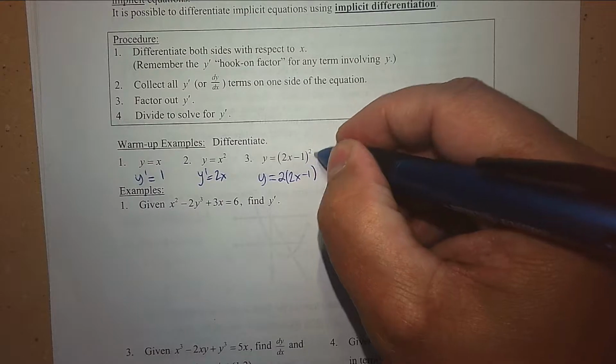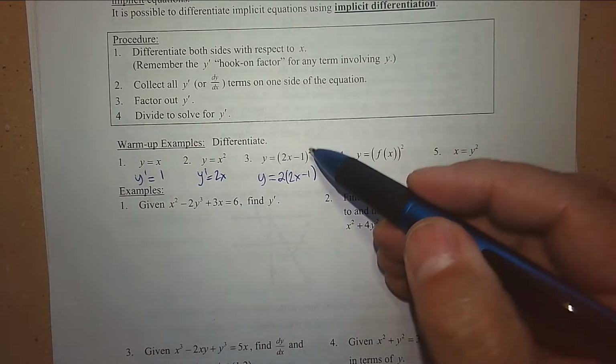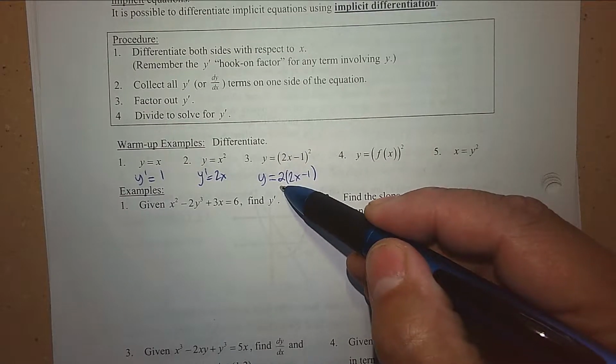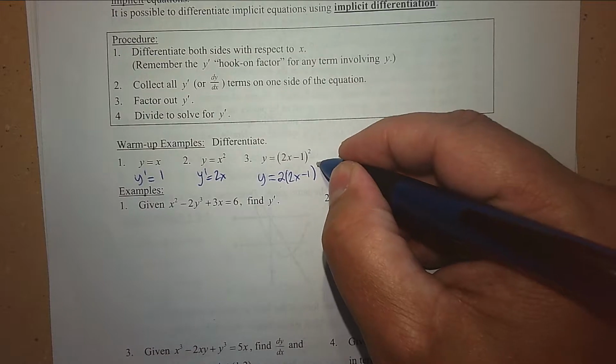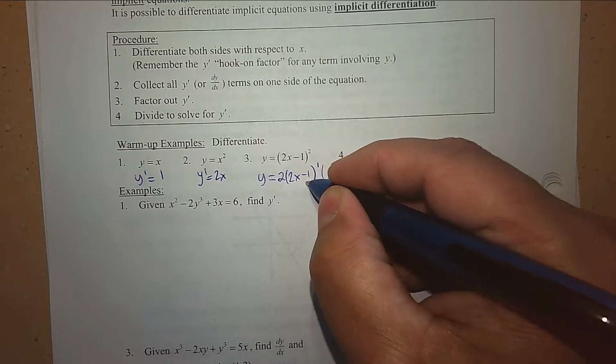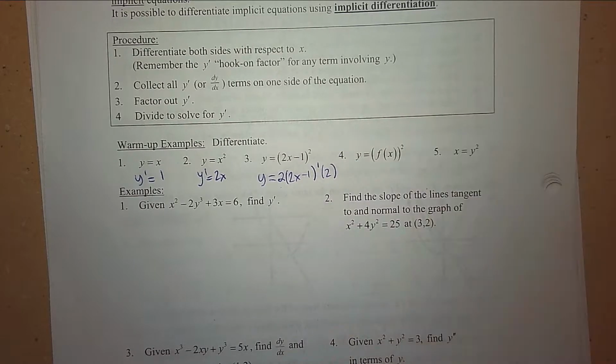The chain rule: the power with a hook. So 2 times 1 in front is 2. 2x minus 1, the 2 becomes 1. And then the hook, what's the derivative of the base? 2. And we don't need the 1 there, but it's there.